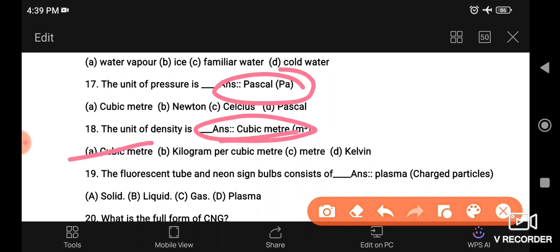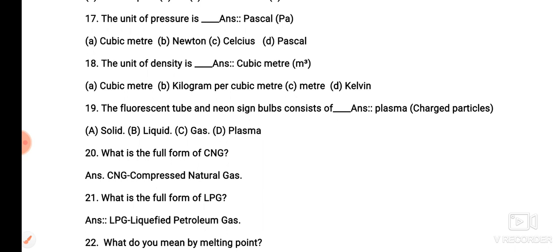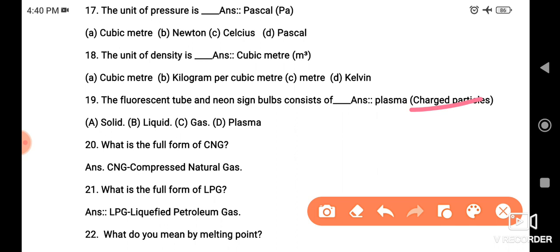Okay, then question number 19, the fluorescent tube and neon sign bulb consist of dash. So remember that the fluorescent tube and neon sign bulb consist of charged particles. The charged particle is what? Plasma. So in the option, though charged particle may not be there, but I have written here, if charged particle comes in any option, mark charged particle also, and it will be plasma.